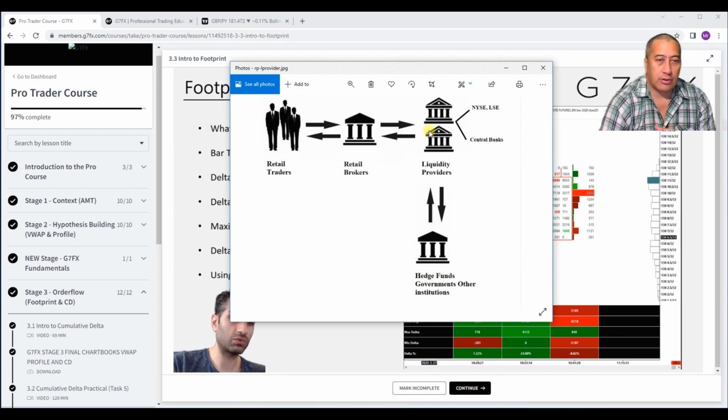So yeah, we can't go through to the exchange directly. We can't go through to the market makers directly to place our trades. We have to go through the retail broker. But the hedge funds and big institutions get the privilege of being able to deal directly with the primary broker. So liquidity providers could be known as primary brokers, market makers, and investment banks. They're all pretty much one and the same. And so that's how it works.